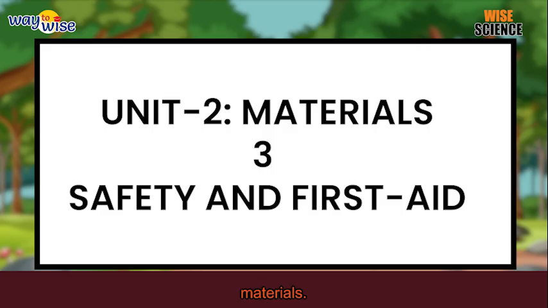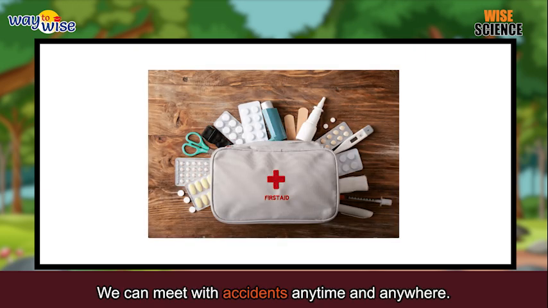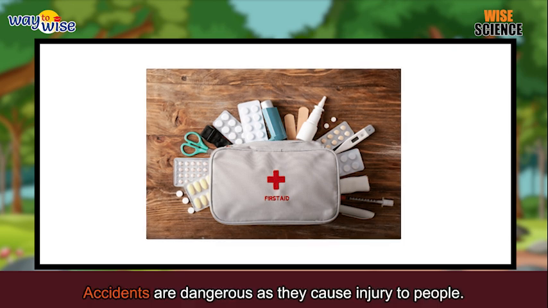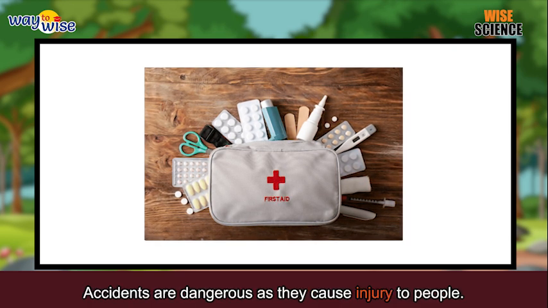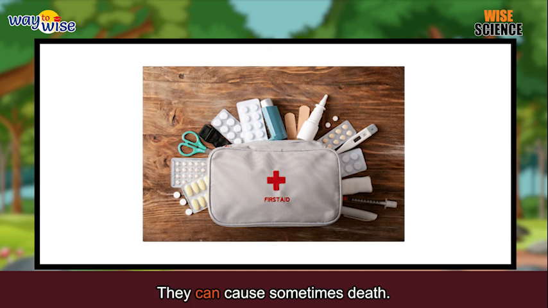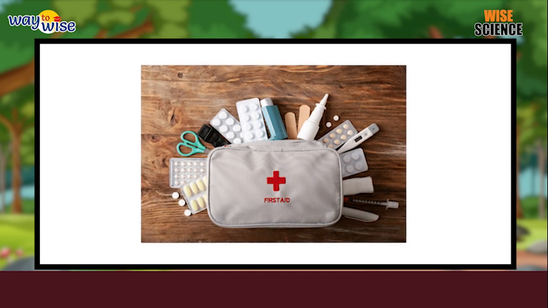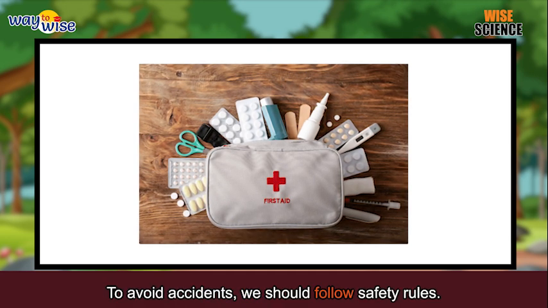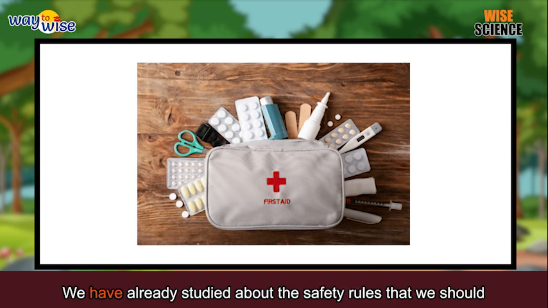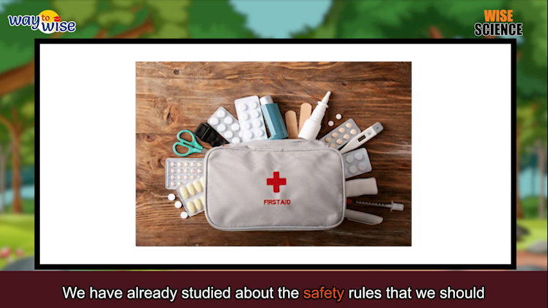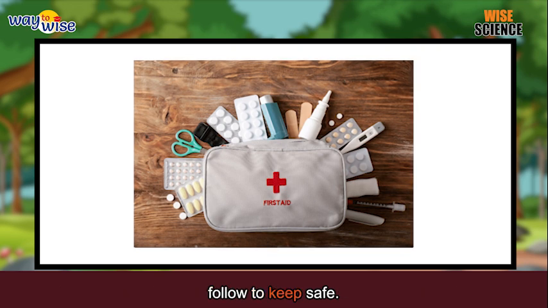Unit 2 Materials. Chapter 3: Safety and First Aid. We can meet with accidents anytime and anywhere. Accidents are dangerous as they cause injury to people. They can sometimes cause death. To avoid accidents, we should follow safety rules. We have already studied the safety rules that we should follow to keep safe.